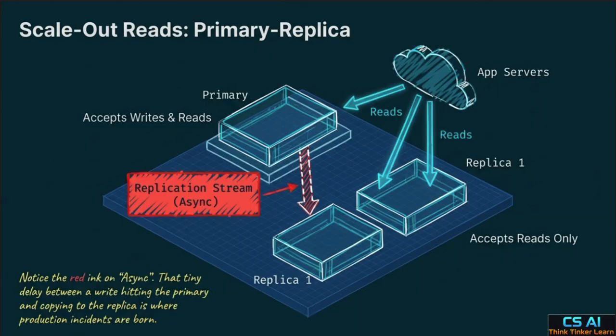To scale out reads, we use a primary replica model. The primary accepts both reads and writes, while replicas are read-only. Notice the red ink on async. The tiny delay between a write hitting the primary and copying to the replica is where production incidents are born. You must design your system to handle that potential for stale data.